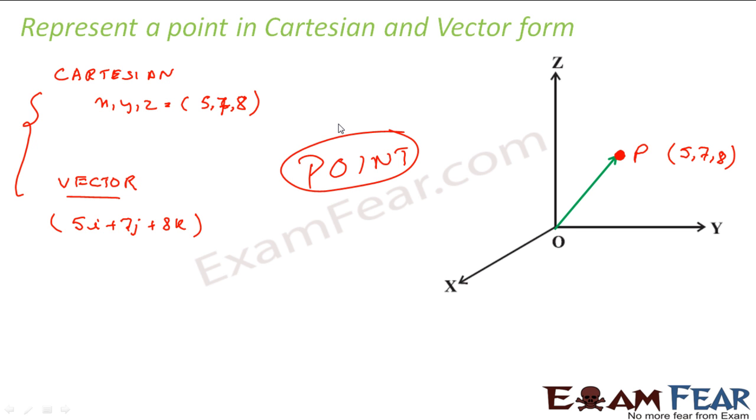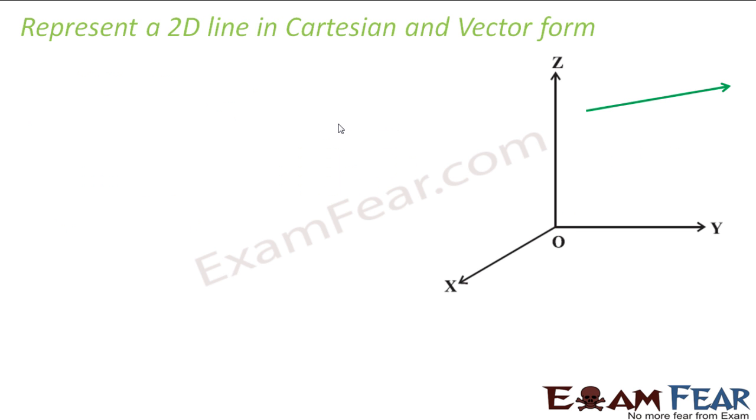This is something which we know. Now let's talk about a 2D line. If there's a 2D line and it's 2D, we are not talking about the z axis now, okay? So this is x, let's suppose this is y and this is not there.